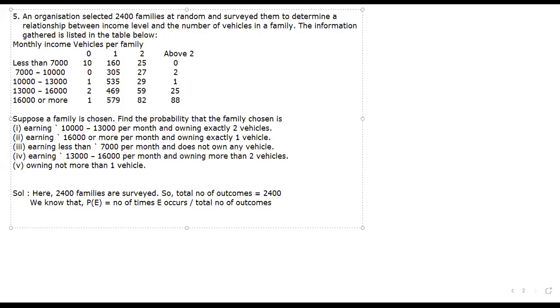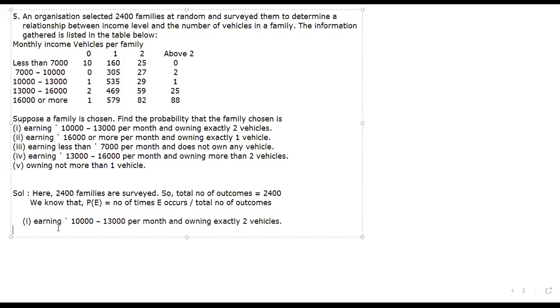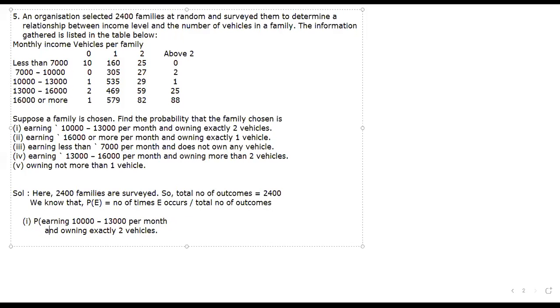This we need to understand at the beginning itself. Now, number 1, probability of earning rupees 10,000 to 13,000 per month and owning exactly 2 vehicles is equal to what? 10 to 13,000 and exactly 2 vehicles, how many? 29 upon 2400. Correct. So complete the remaining parts. Now you know what is to be written.